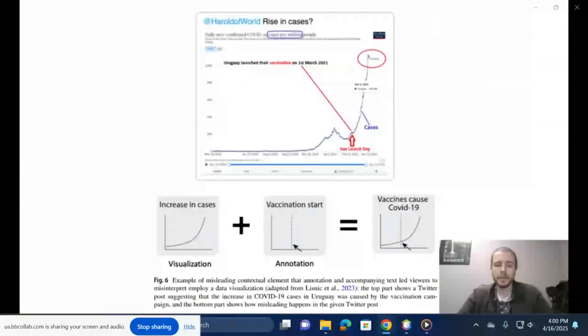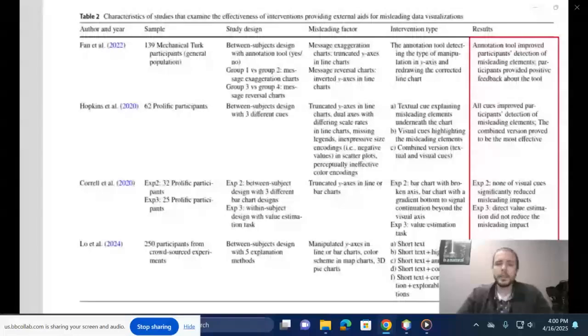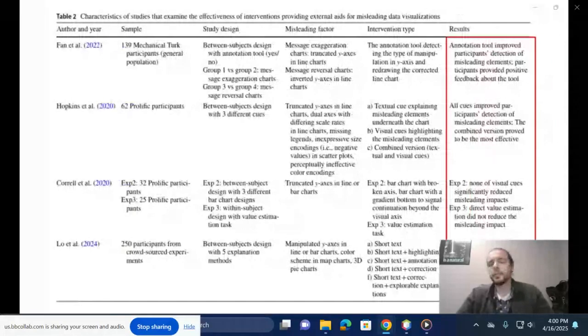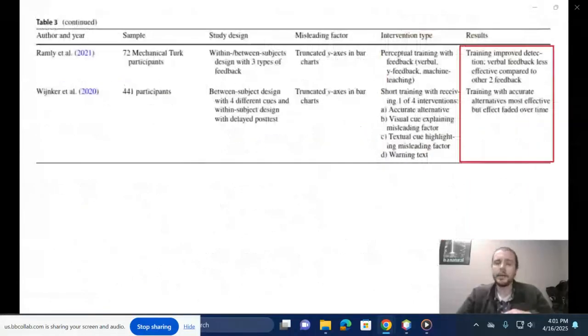Moving on to research question 2, exploring combating misleading diagrams with education. Another big dump of all the papers that they studied and the results from those. Again, I'll have some compound information for that.